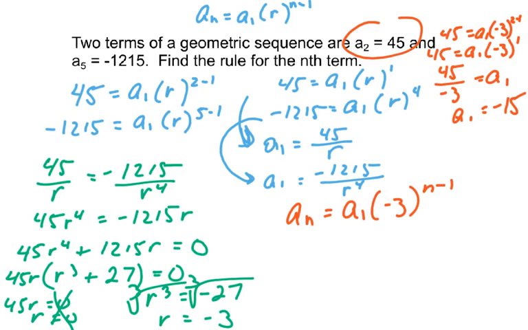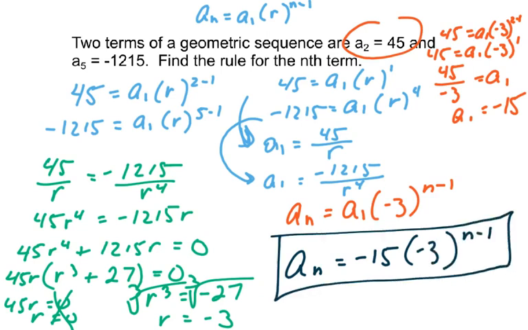Now we are finally ready to write our equation. A sub n equals negative 15 times negative 3 to the n minus 1 power.